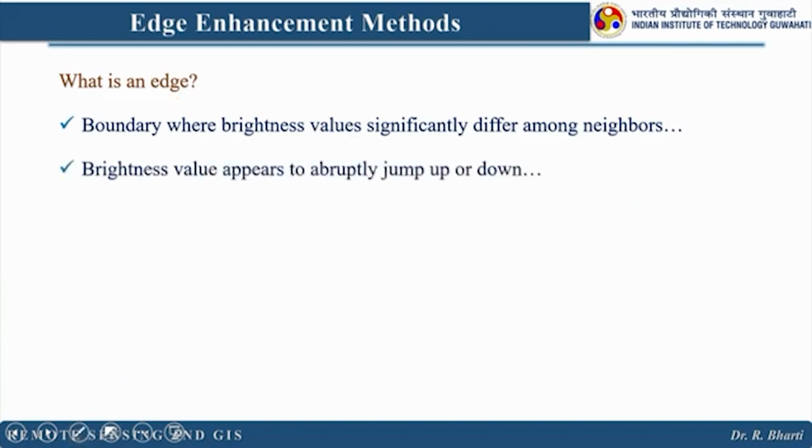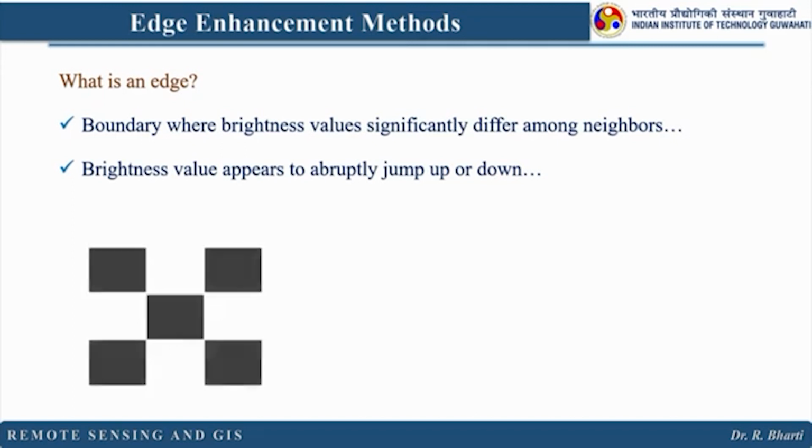The next point is that brightness value appears to abruptly jump up or down. So whenever we say this is an edge, or this is where the object is changing from one to another, we basically identify the corner pixels, and based on that we say it is a different object. So let us see some examples. In case of Boolean, you can see these edges clearly, right? Because intensity is changing abruptly, either upside or downside.